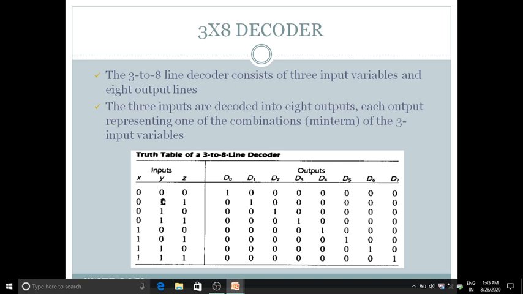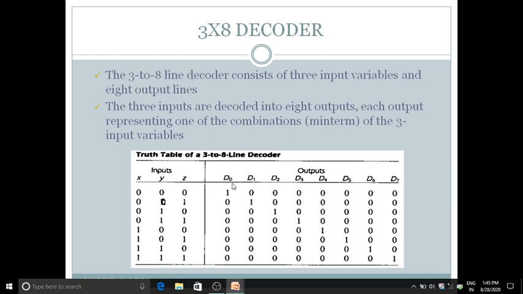Next, we'll try to draw the combinational logic circuit for the 3 by 8 decoder. In order to draw the combinational logic for the decoder, we have to get the algebraic expression for all the output variables in terms of the input variables.